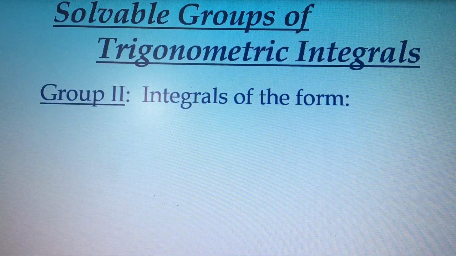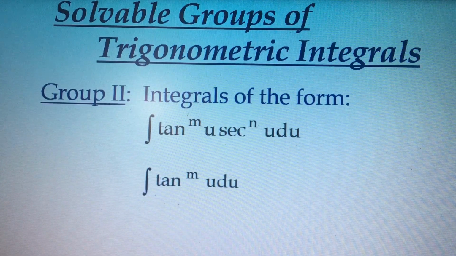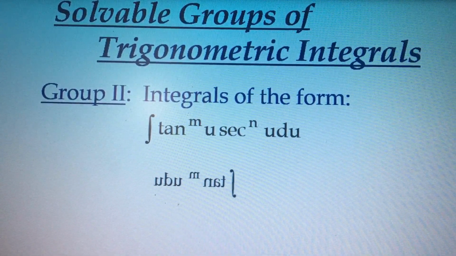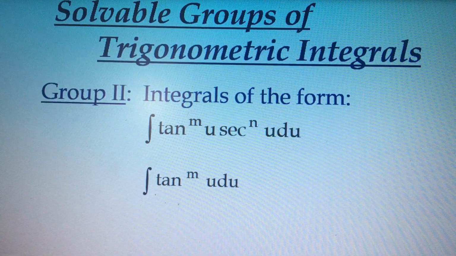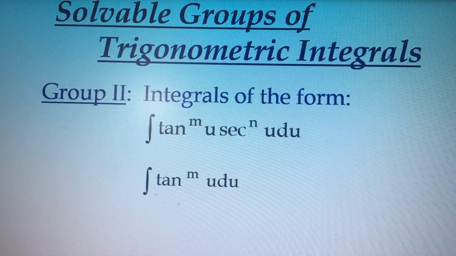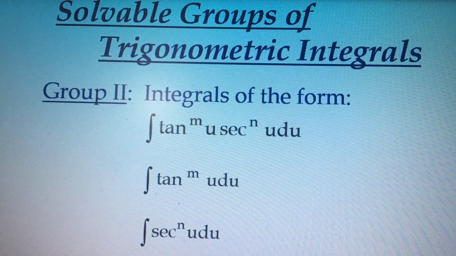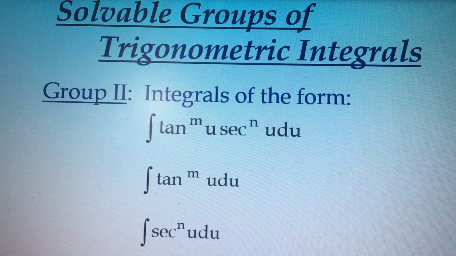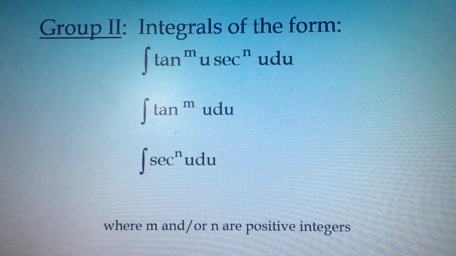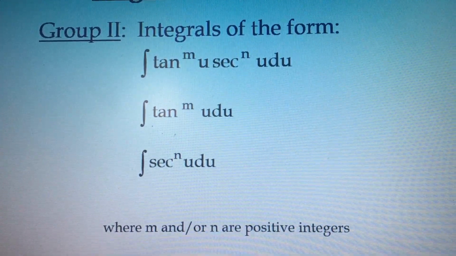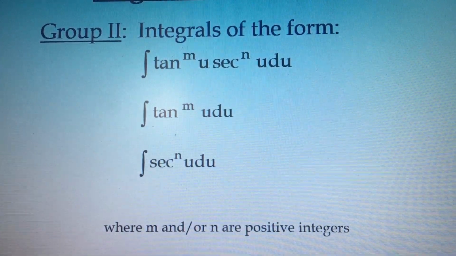So group 2 is integrals of the form integral of tangent u to the m times secant u to the n du, or integral of tangent u to the m du, or integral of secant u to the n du, where m and/or n are positive integers.